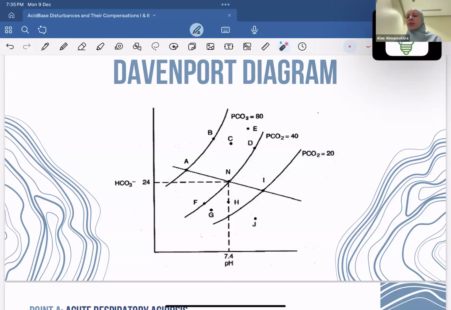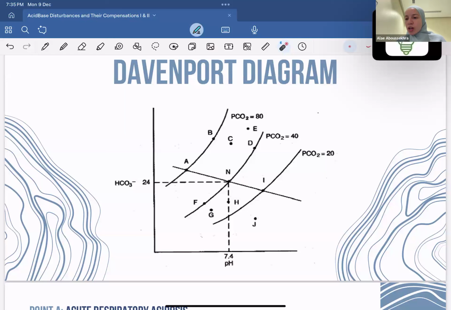And you can also see that by looking at the CO2, it's decreased, so that's obviously going to be alkalosis. And since on the buffer line the bicarbonate didn't change, you can tell that it's acute or uncompensated. Okay, so that's for point A and I. Any point on the buffer line is going to be the same. Now let's look at the points that are on the normal pressure of CO2.